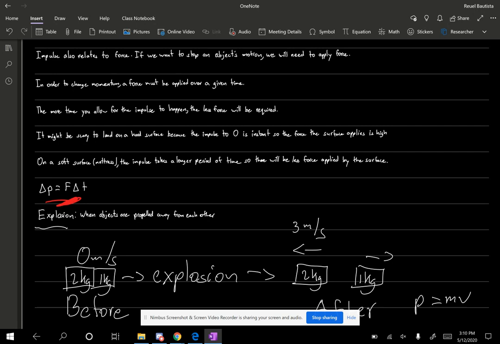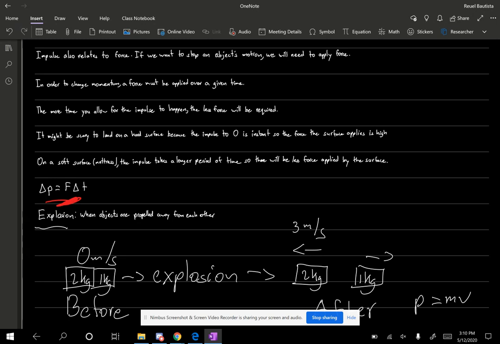But if, instead of landing on a hard surface, you land on a soft surface like a mattress or a trampoline, it changes your momentum from, let's say, 100 to zero at a slower rate, because it's giving you time to stop. You're not stopping immediately, because the soft surface, the mattress or the trampoline, is slowing you down. It's cushioning your landing. Okay.